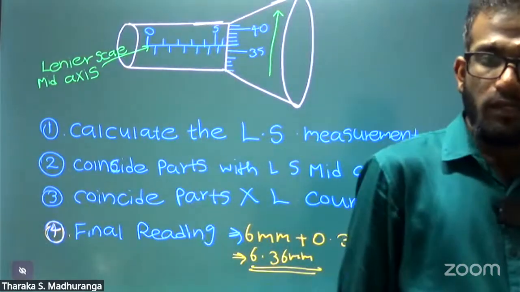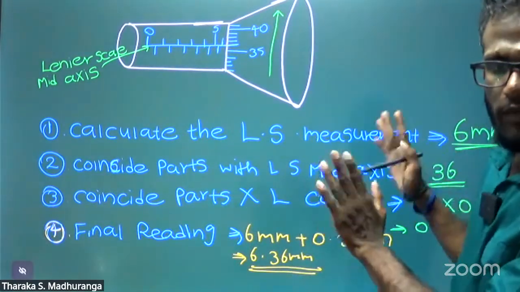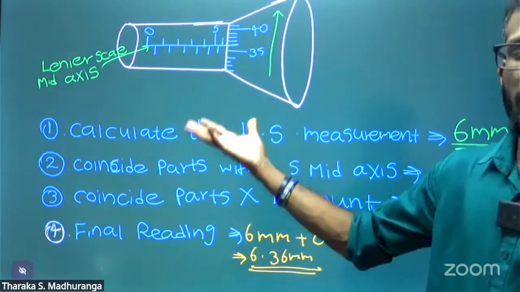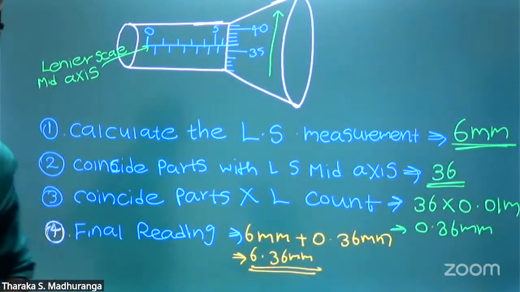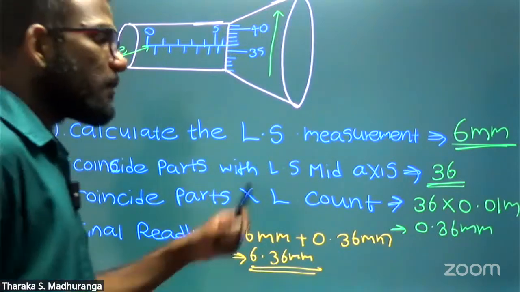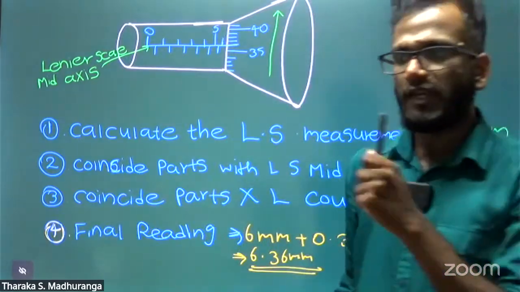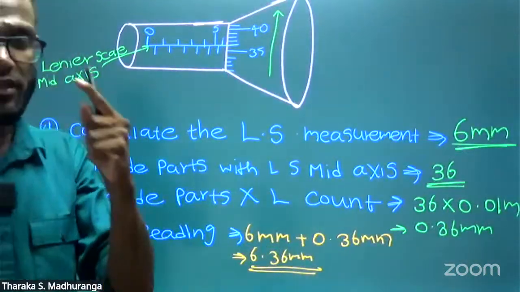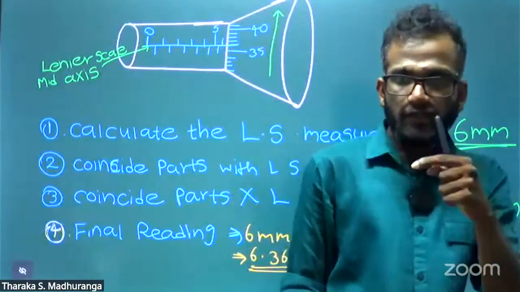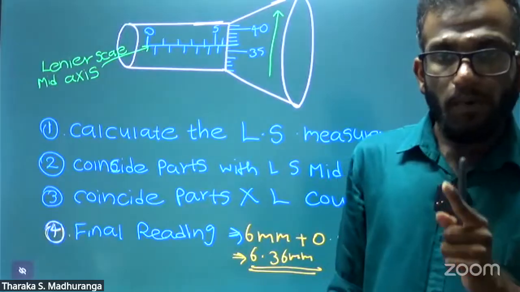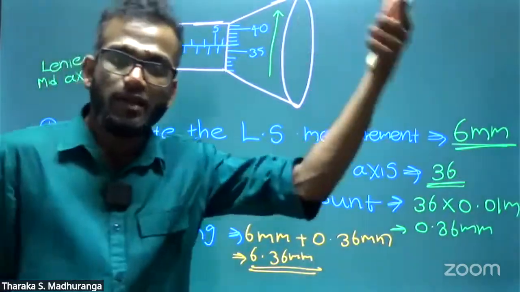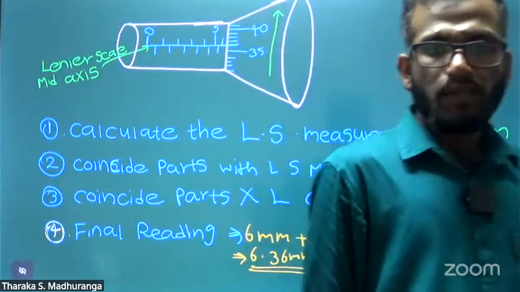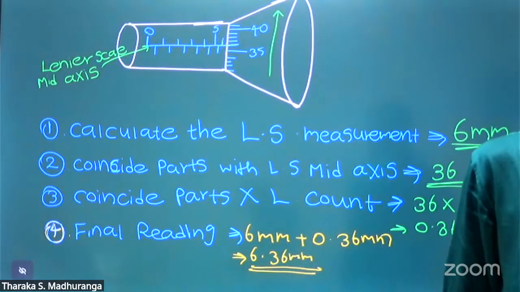Okay, any doubt? If you understood the steps, that is enough, then we can go to the simulation and practice any type of questions. First step, calculate the linear scale value. Second, get the coincide number of parts in the circular scale with the mid axis. Then this circular coincide part is multiplied by the instrument least count. Then this circular scale value and the linear scale value are added together. Clear?